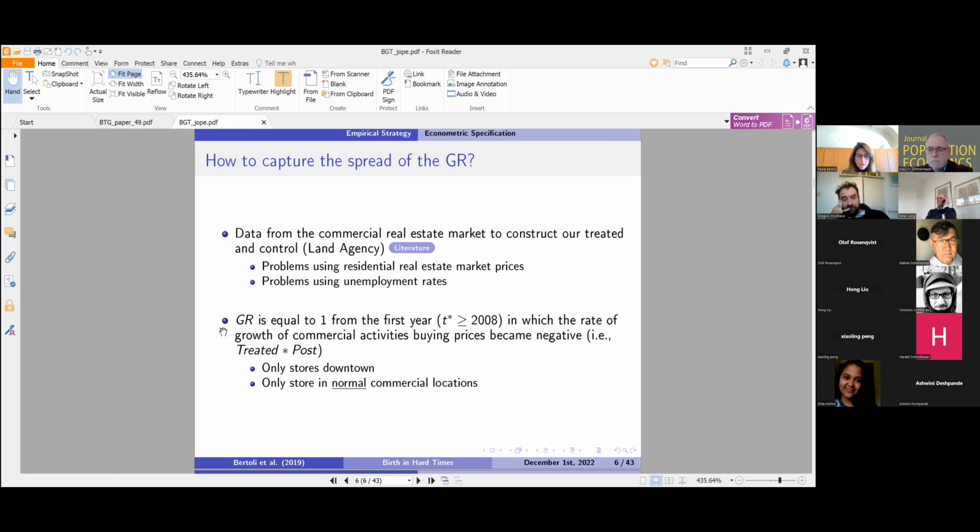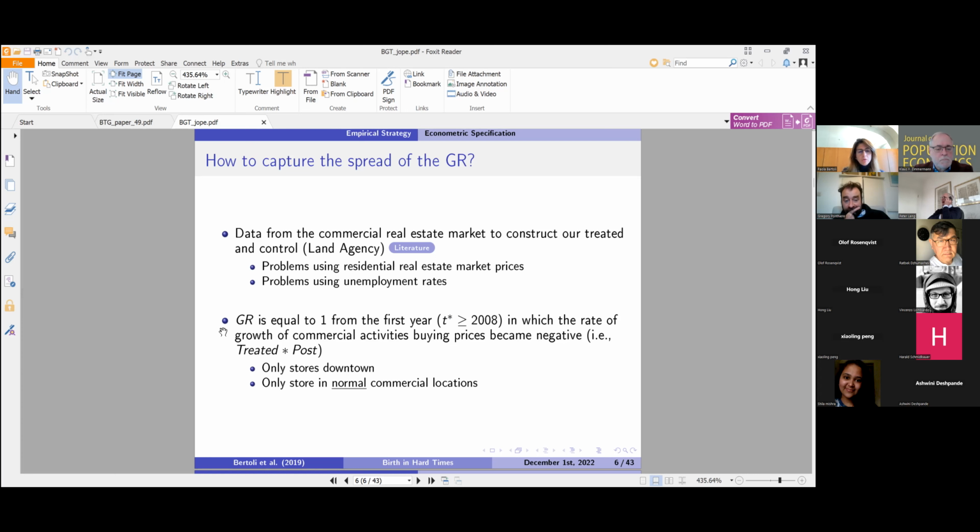The data that we have comes from the Land Agency Authority. For the whole observational period and all our municipalities, we have information on the minimum and maximum price per square meter of store. Actually, the prices are specified for clusters of predefined stores divided by commercial position and position within the municipality.